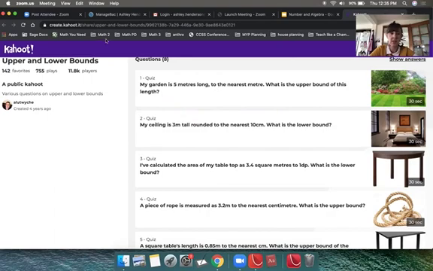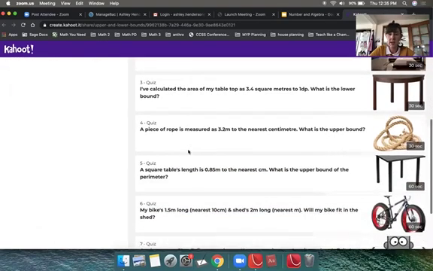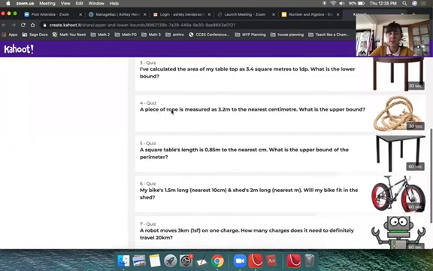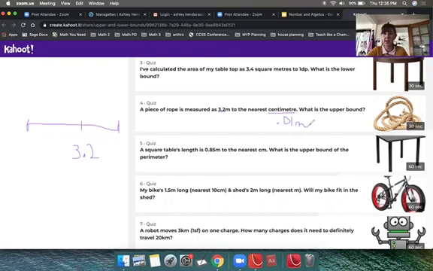We're not going to do all of these questions. I wanted to look at some. We're going to come down and look at this question right here. A piece of rope is measured as 3.2 meters to the nearest centimeter. What is the upper bound? Again, 3.2 meters is the center, and we're measuring it to the nearest centimeter. A centimeter is 0.01 meters, 1/100th of a meter.